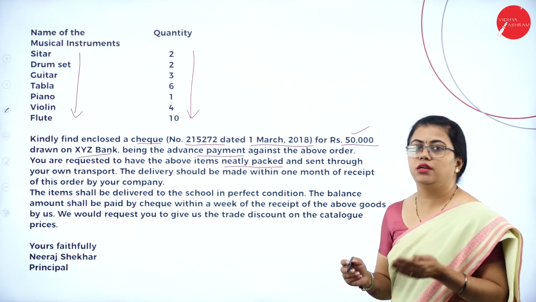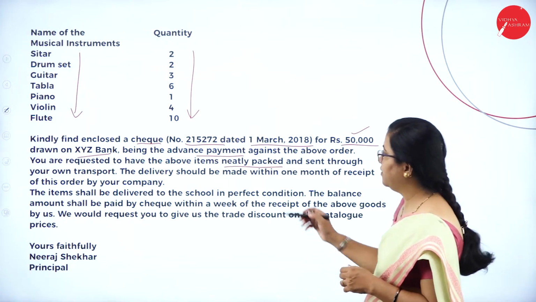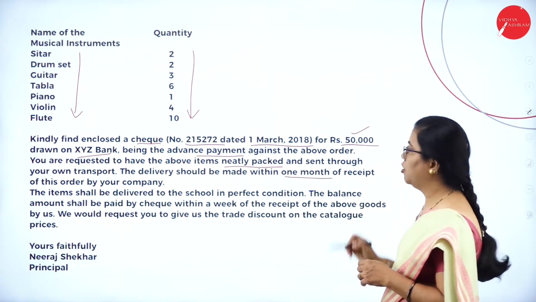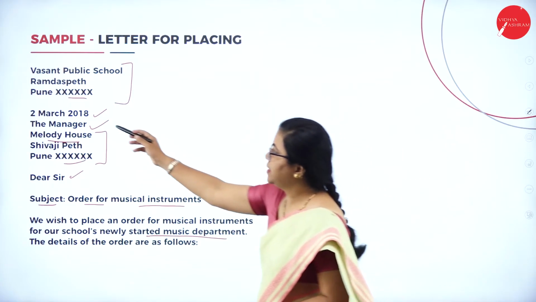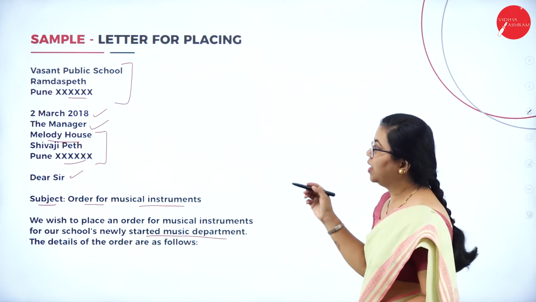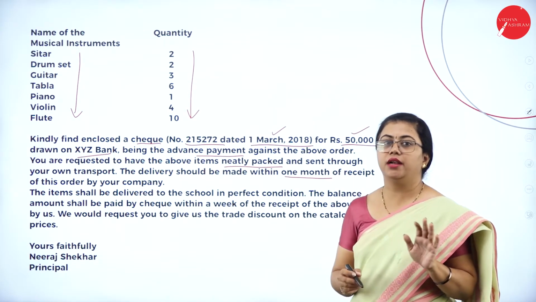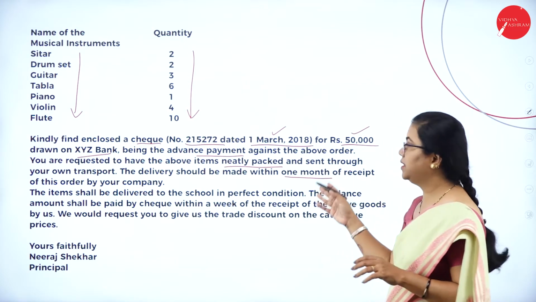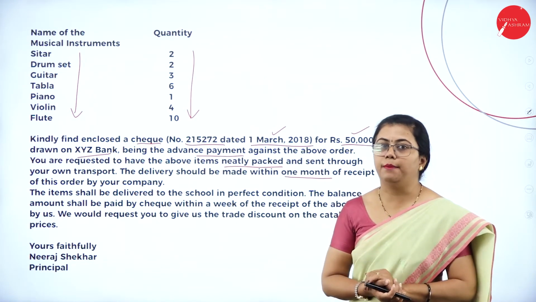So school is not giving any transport. So you have to do your transport, and the delivery should be made within 1 month of the receipt of this order. So what was the order date here? It is 2nd March. So now they have already paid the amount. Check is dated 1st March. So within a month, that means before 2nd April, they have to complete the order.